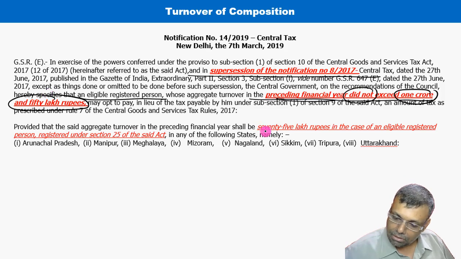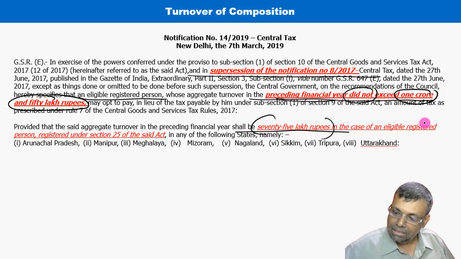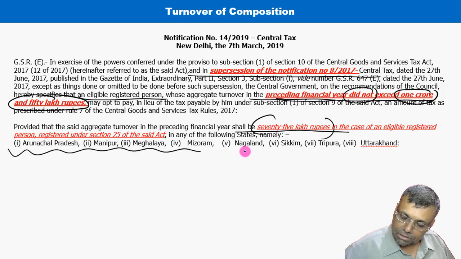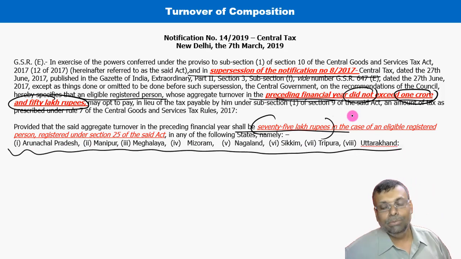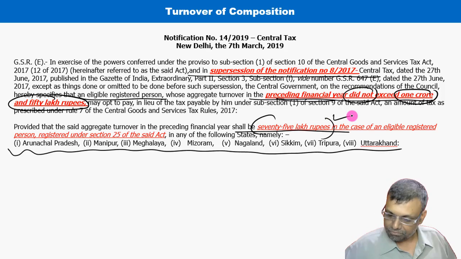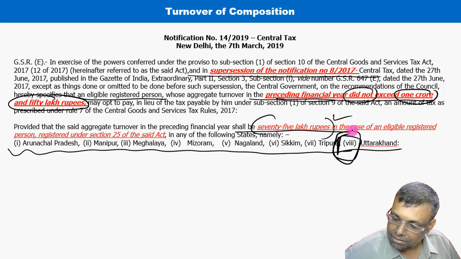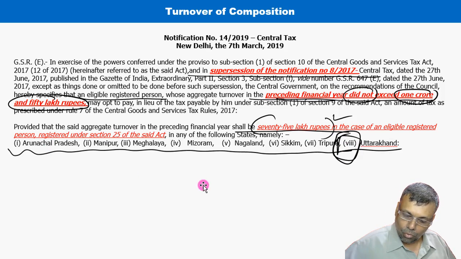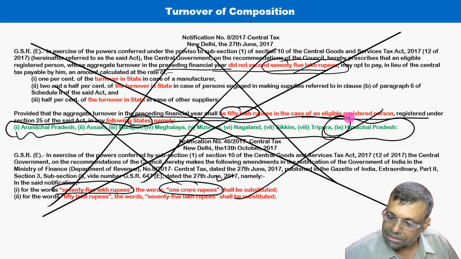However, it will be 75 lakhs of rupees in respect of this particular list of states. Now the limit has been increased, no doubt about that. But the special category of states for this purpose, I repeat, the special states for this particular purpose. See here, how many are there? Total 8 states. And in the old system, how many states were there? You see, it was 9 states.